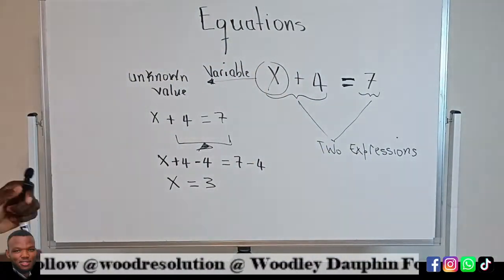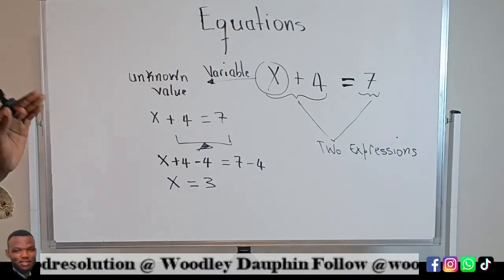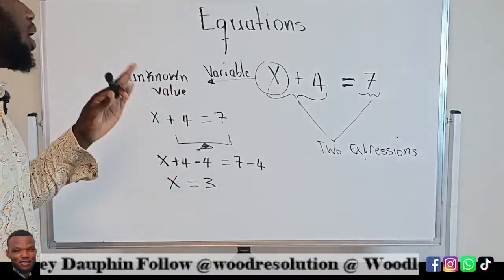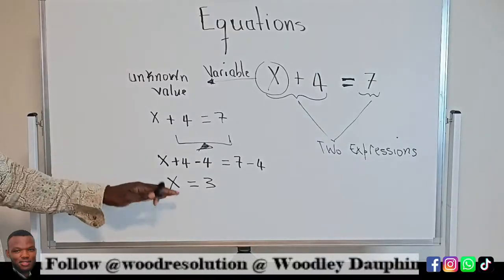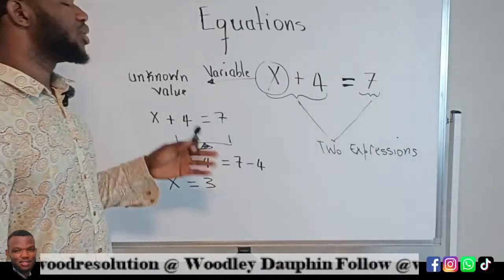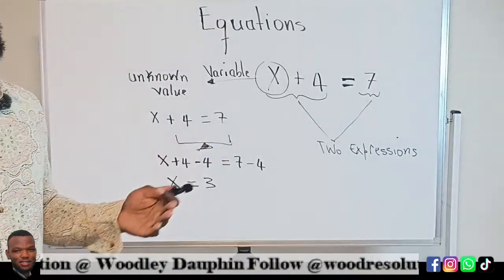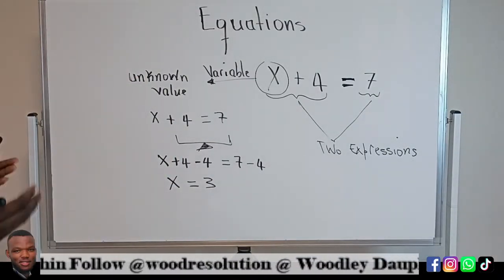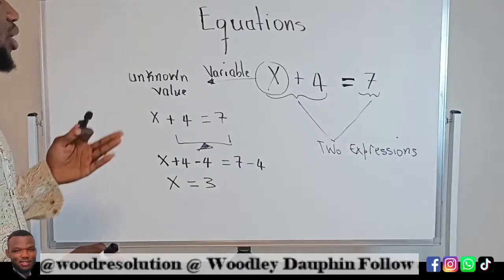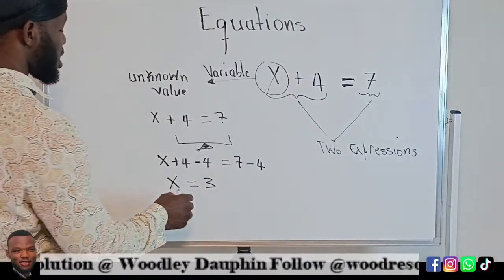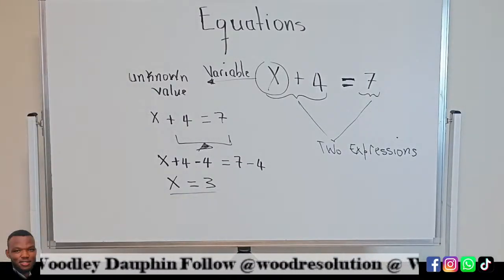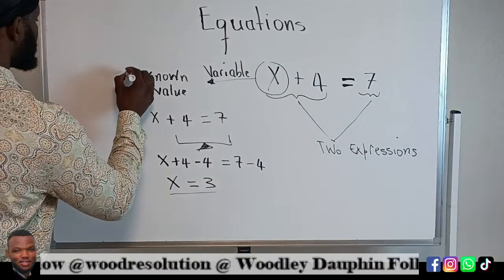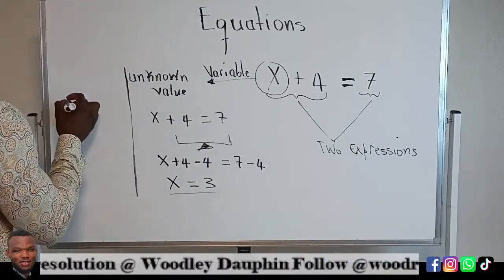So right now what we can do is check to see if exactly x equals 3. In order to check if x equals 3 is the solution for this equation, you just gotta substitute this value in the equation. That means whenever you see x, you gotta replace it by 3.